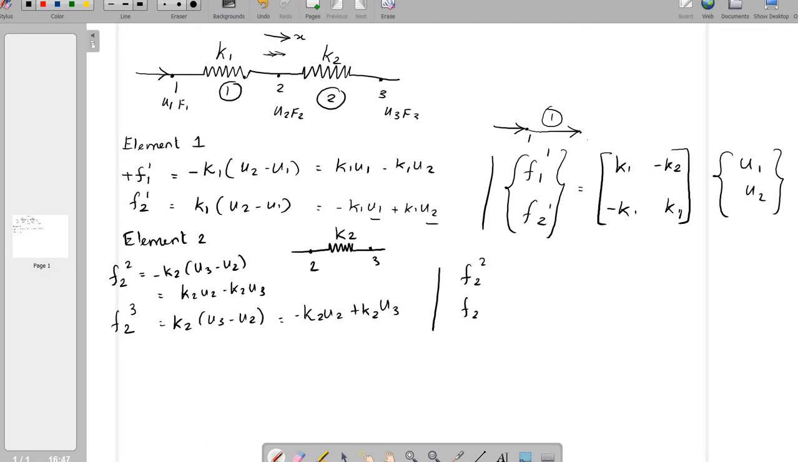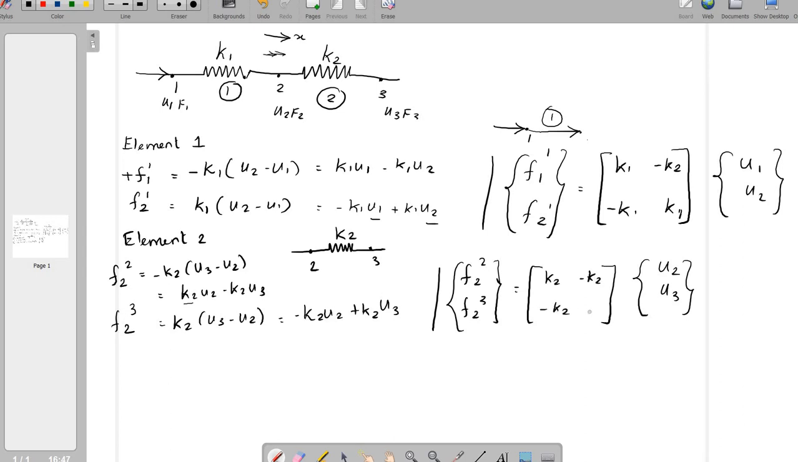So similar matrix format, K22 and K23. The force vector is multiplied by stiffness and the displacement vector. Here the displacements are U2 and U3. For the first element the displacements are U1 and U2. For the second element the displacements are U2 and U3. So arrange the coefficients of these displacements. First one is K2, here minus K2, here minus K2 and plus K2.